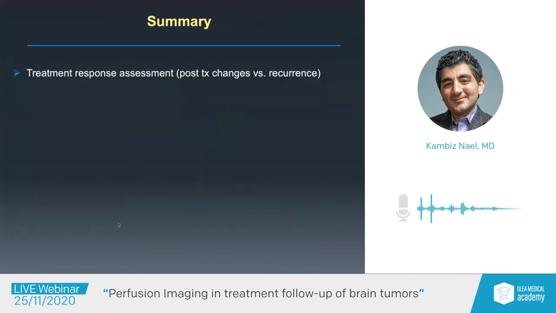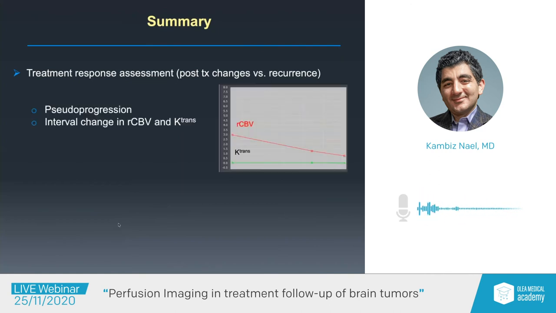So in summary, treatment response assessment, including pseudo-progression and radiation necrosis versus recurrence, is definitely a diagnostic challenge on conventional imaging alone, and advanced imaging can play a significant role. Again, pseudo-progression is more challenging, and we need to be humble about our ability to confidently diagnose it.